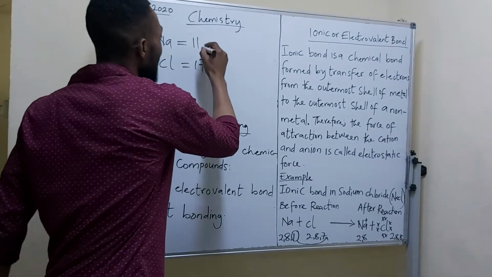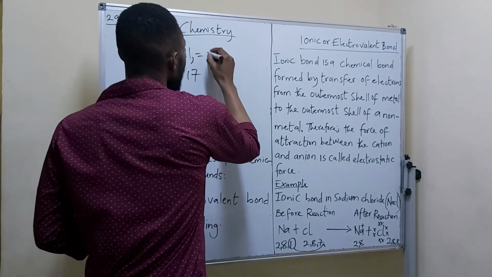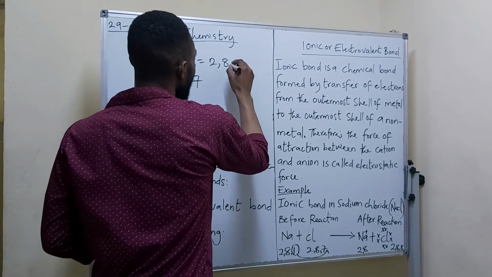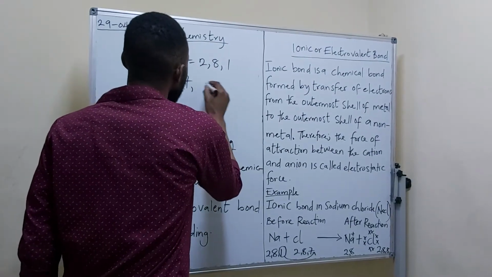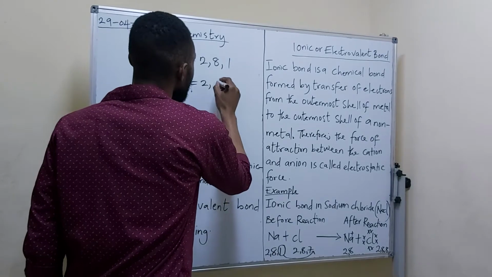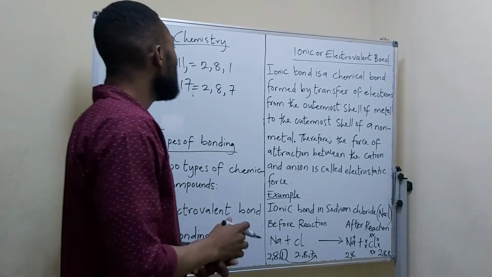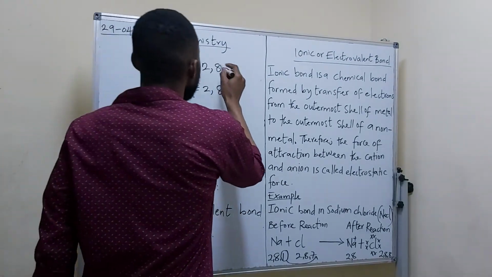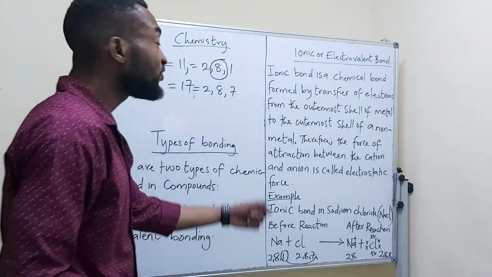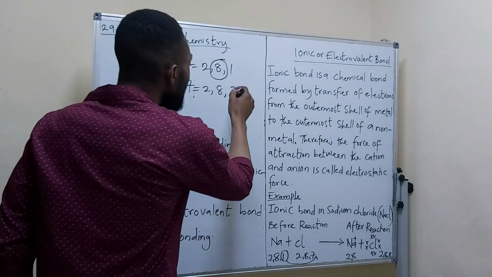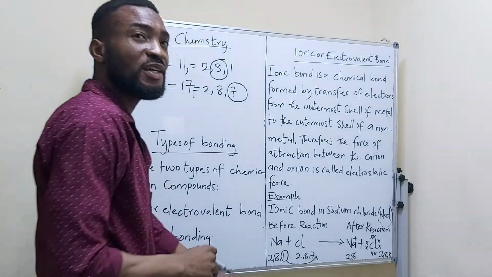Now I'm going to break this down into electronic configuration. For sodium, that is 2, 8, and then 1. For chlorine, with atomic number 17, it is 2, 8, and 7. So looking at this, sodium already has a complete octet in its second shell, the 8, while chlorine needs just one electron to complete its octet shell outside here.